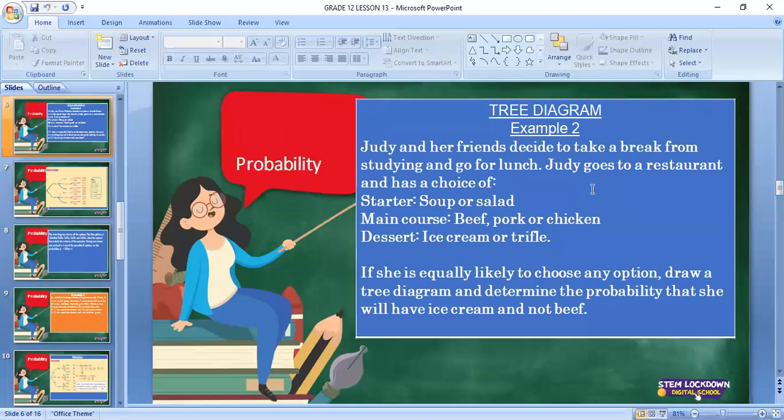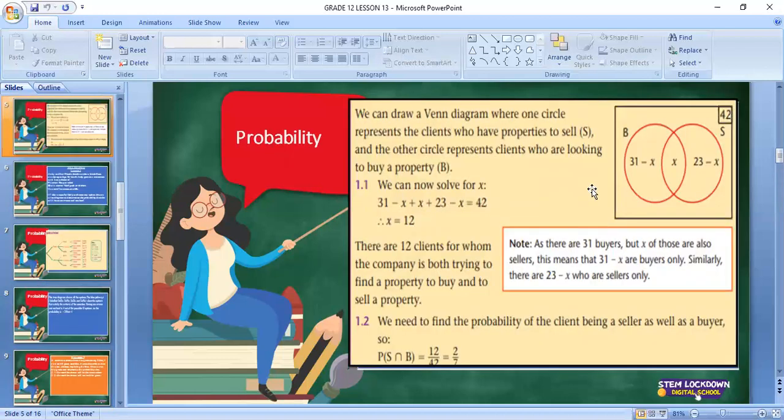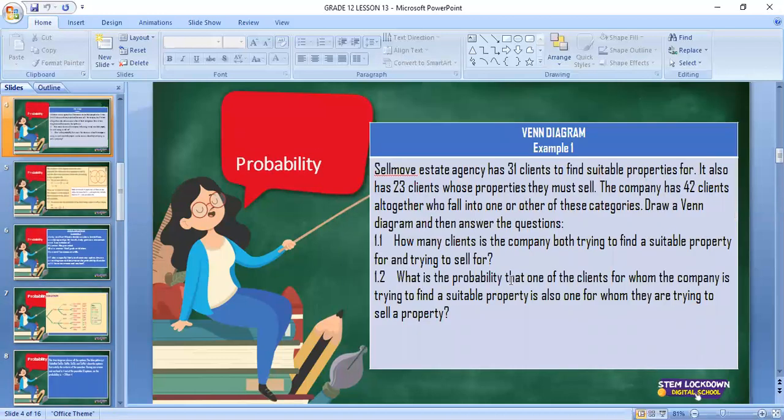And then the second question says, what's the probability that one of the clients for whom the company is trying to find a suitable property is one for whom they are trying to sell a property? Again, what's the probability that one of the clients for whom the company is trying to find a suitable property is also one for whom they are trying to sell a property? So what is the probability of getting someone who is in both groups?